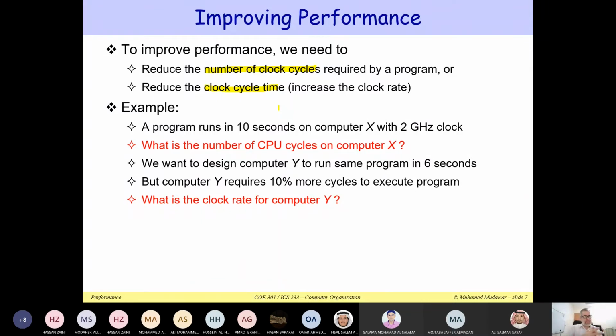Here's an example. Suppose that we have a program that runs in 10 seconds on a computer X that has a 2 gigahertz clock. So 10 seconds on a computer that has a 2 gigahertz clock frequency. Now, the question is, what's the number of CPU cycles on computer X? How do you solve this? Quick answer.